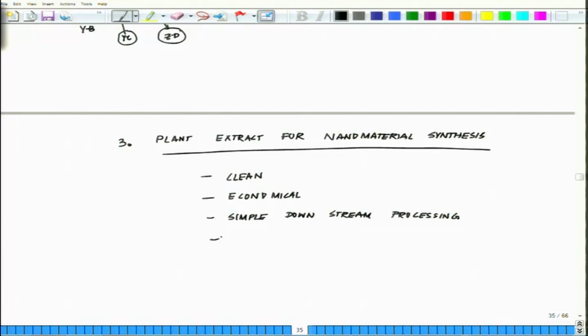and they are free from much hazards because you are not now dealing with living microbes, you are just using a plant extract.